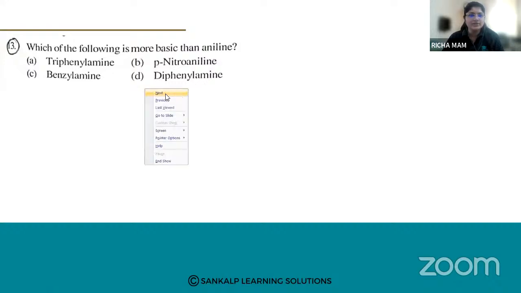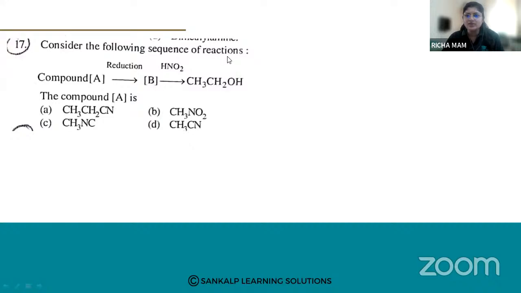Okay, let us go for the next one. Consider the following sequence of reactions. Compound A on reduction gives you B, which on treatment with HNO2 gives you ethyl alcohol. What is the compound A?